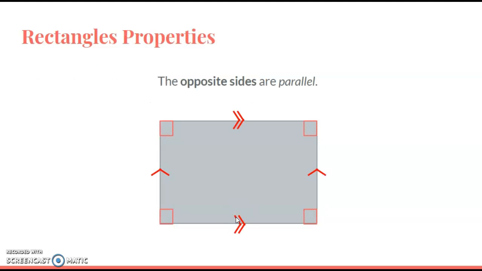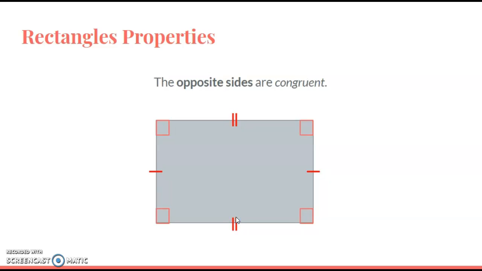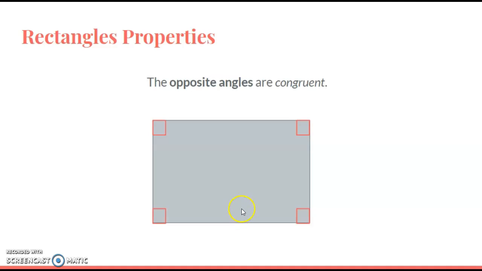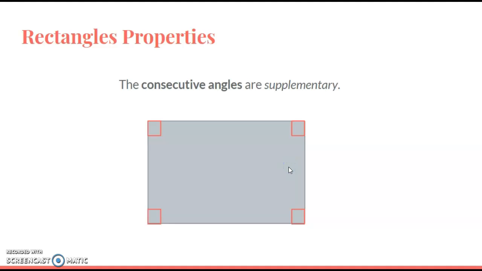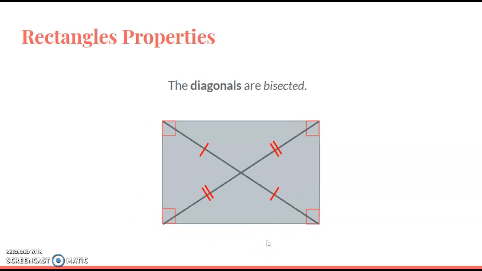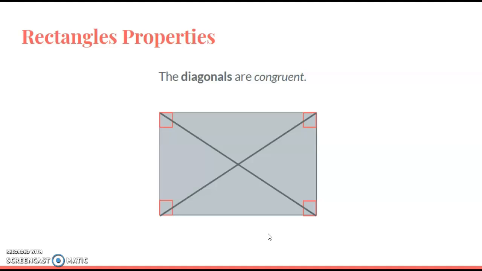The opposite sides are parallel. The opposite sides are congruent. The opposite angles are congruent. And we saw this one: 90 does equal 90. The consecutive angles are supplementary: 90 plus 90 does equal 180 degrees. And of course, the diagonals bisect each other. The new property you get when I require this thing to be a rectangle, when I'm more specific about what I'm talking about, is that the diagonals are congruent.